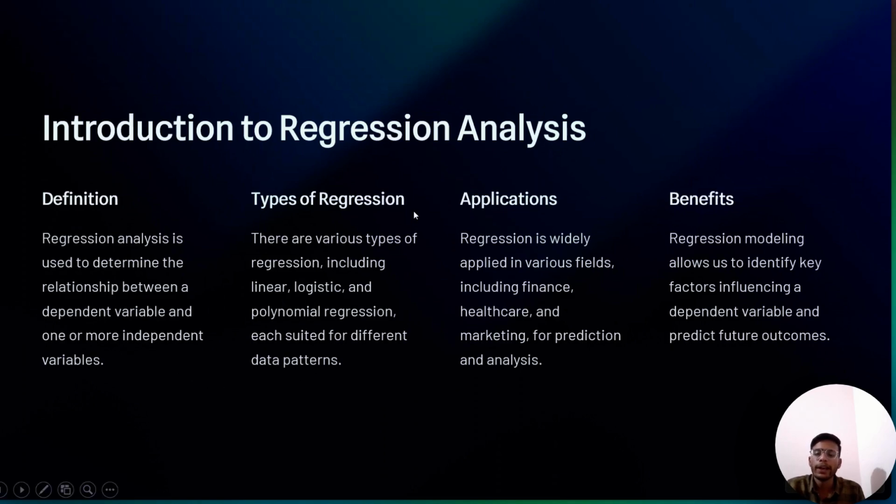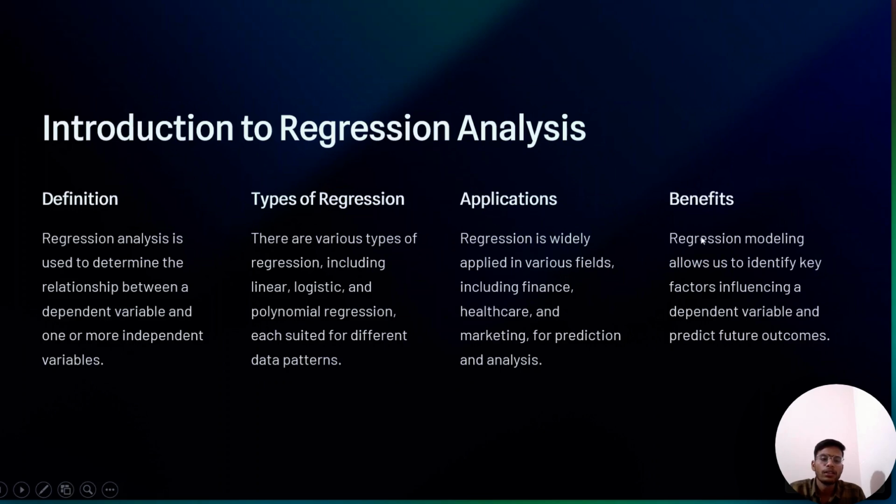First, introduction to regression analysis. Definition: regression analysis is used to determine the relationship between a dependent variable and one or more independent variables. Now, types of regression. There are various types of regression, including linear, logistic, and polynomial regression, each suited for different data patterns. Now, applications. Regression is widely applied in various fields, including finance, healthcare, and marketing, for prediction and analysis.